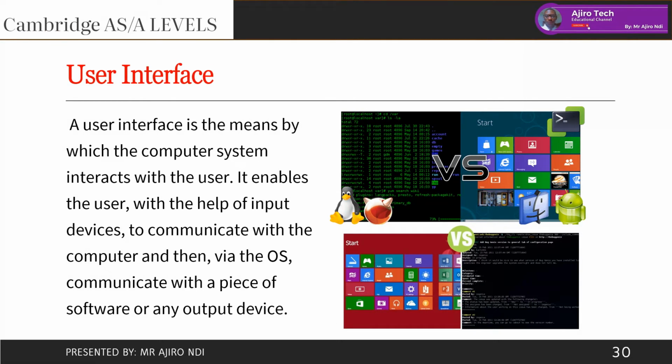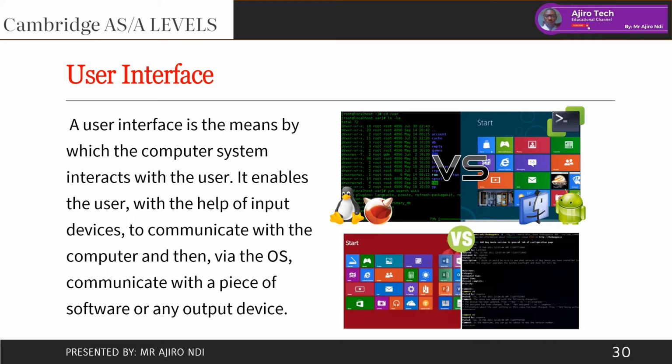Finally, user interface. When we talk about user interface, this means the process by which the computer system interacts with the user. It enables the user, with the help of input devices, to communicate with the computer, and then via the OS communicate with a piece of software or any output device. So what I'm trying to say is that a user interface is a platform where the user is able to interact.